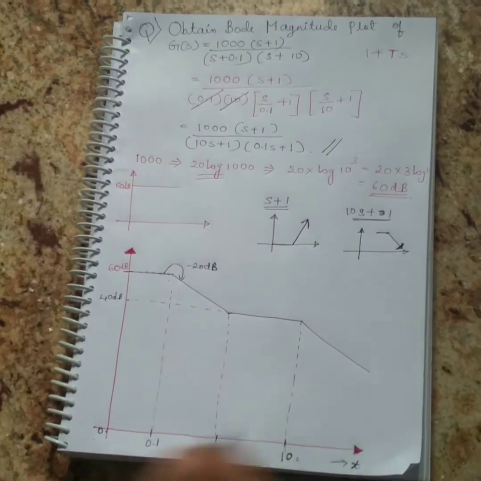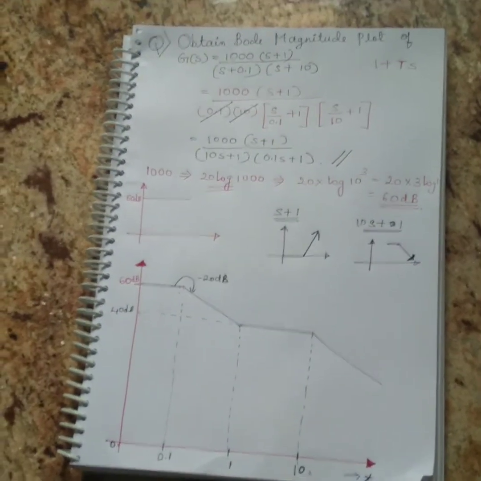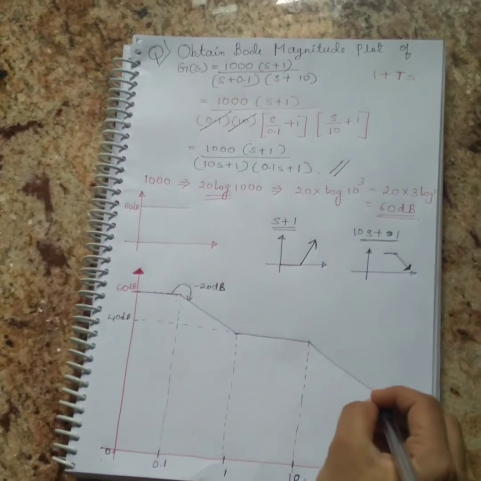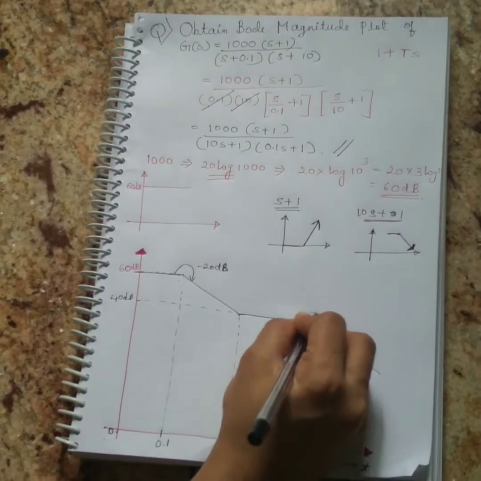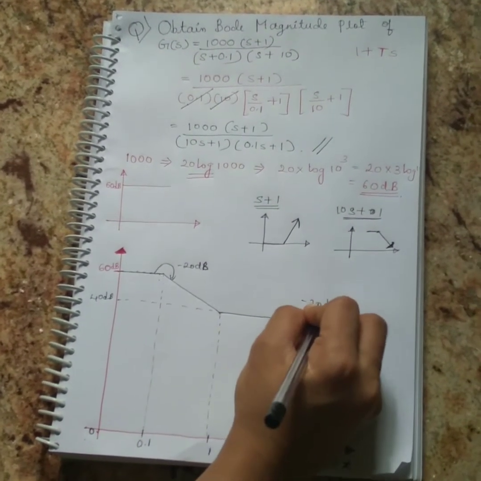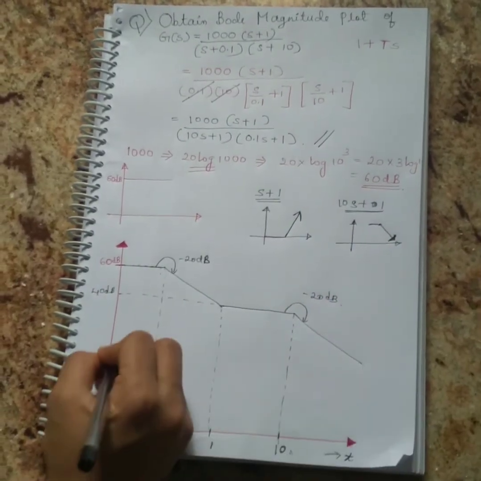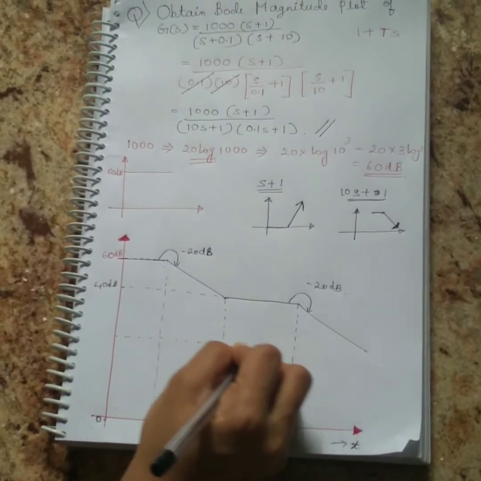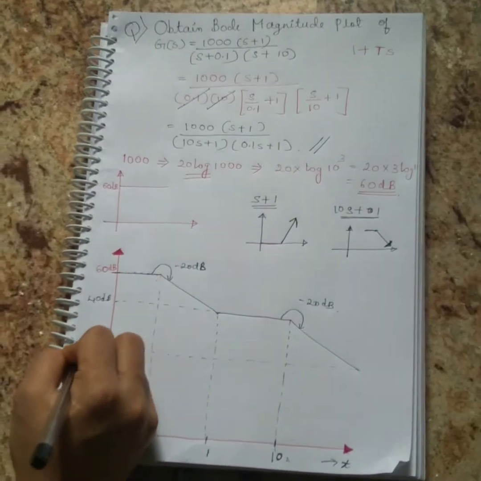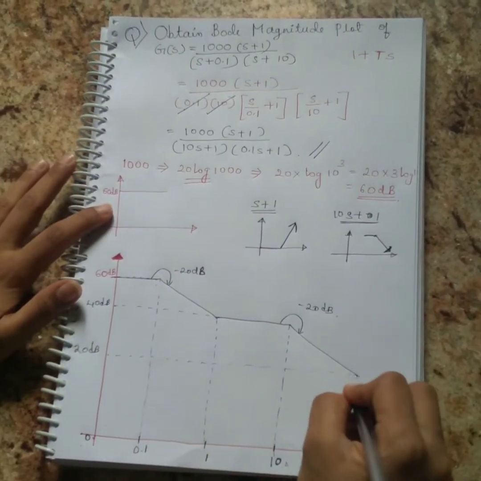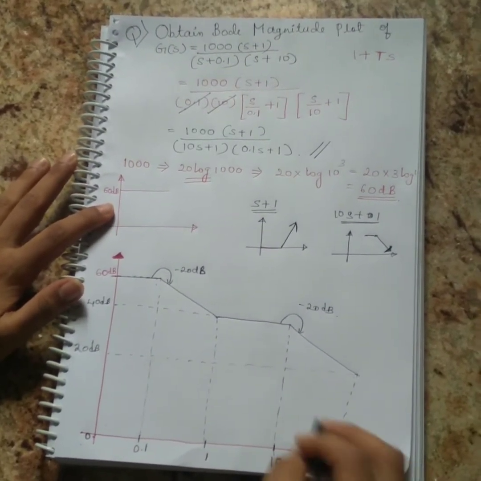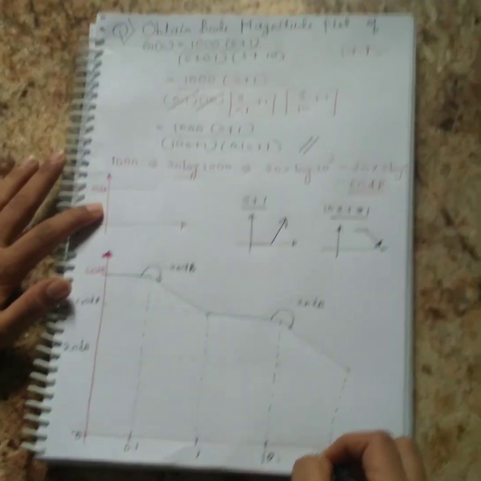So this is the Bode magnitude plot. If there was another pole, it would further move downward. Here it is moved by minus 20 dB. So it is reduced to 20 dB here, and since it's a log scale, here it is 100.